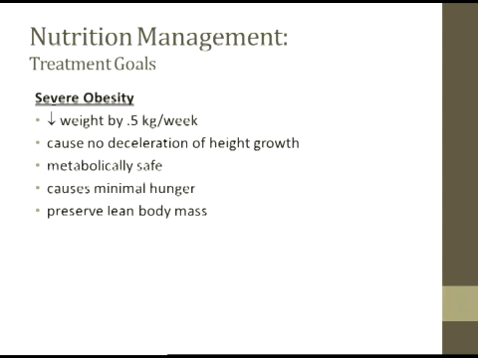And of course, we don't want a very rapid weight loss, because especially in our younger children that still have a long way to go in terms of height, we want to make sure that they maintain that and that there's no deceleration of height growth. So metabolically safe, causing minimal hunger, and preserving lean body mass, about a 5% weight loss or approximately 0.5 kgs per week is a safe goal to give for not only the severely obese children, but our obese and overweight children as well.